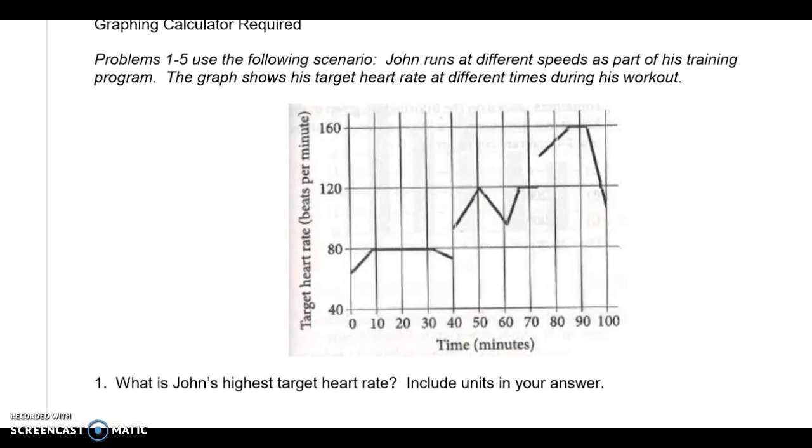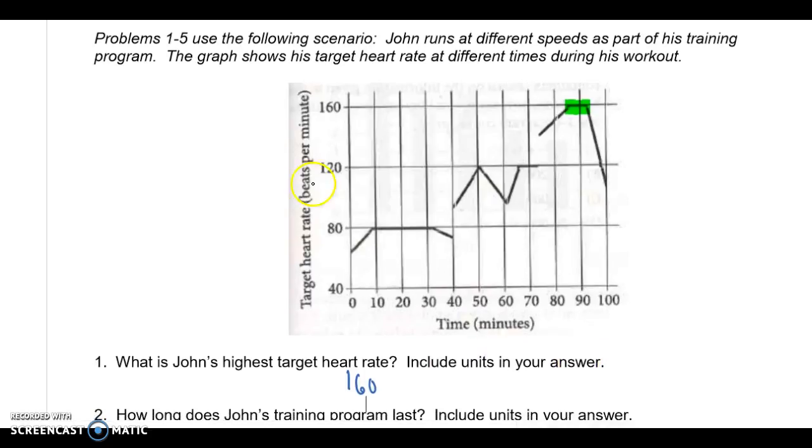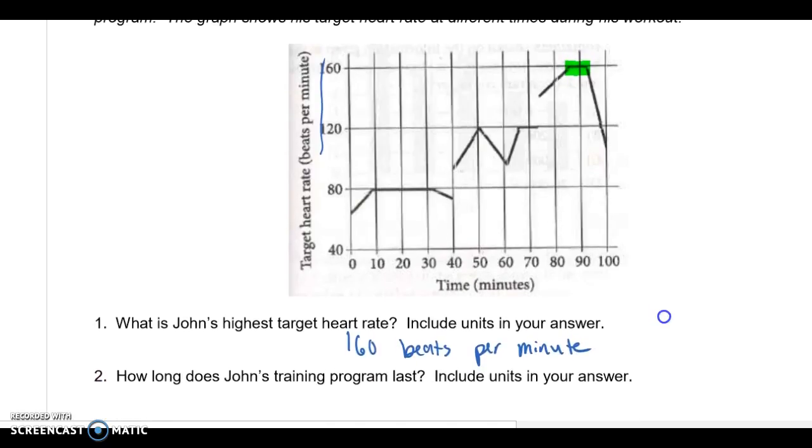Question 1 says, what is John's highest target heart rate? What we're looking for then is the highest value that we see, and it looks like it's right here. If I follow that over, that would approach 160 beats per minute. So 160, and again it says include units in our answer, so we need to have these units right here. And there's our answer.